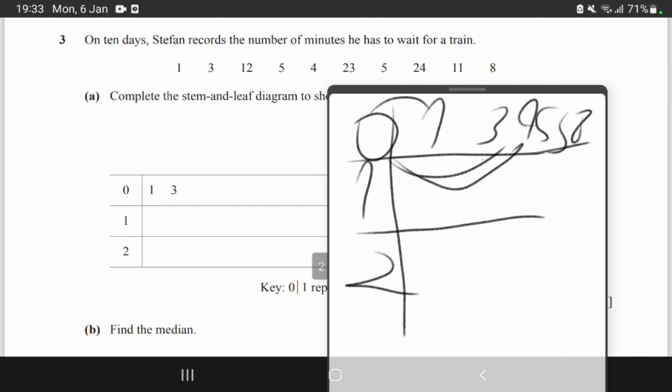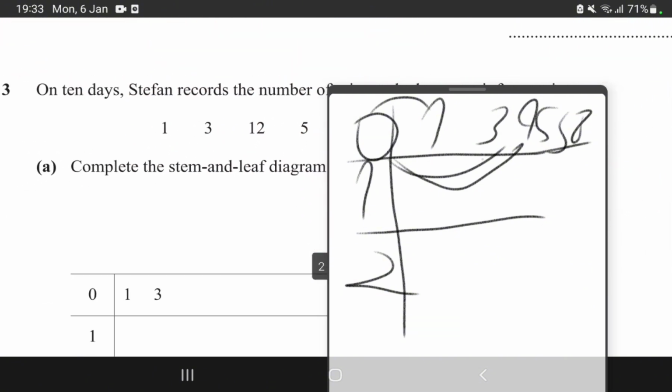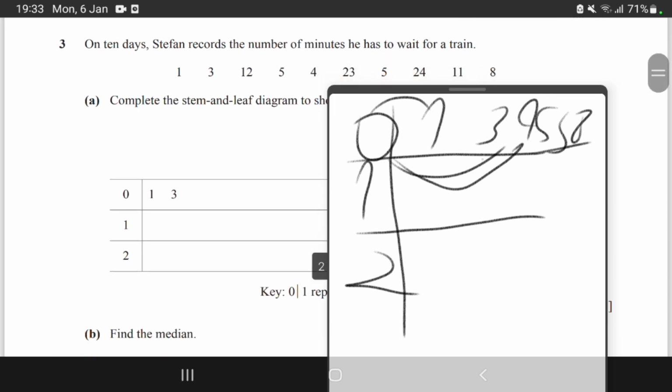Now for 1 we just take everything that has the tens digit, like let's say 11, we would put 1 here. And then if it was 12, in the third number we'd put 2 here. Okay, it looks like that's all we have. And for 2, there is only 23 and 24.